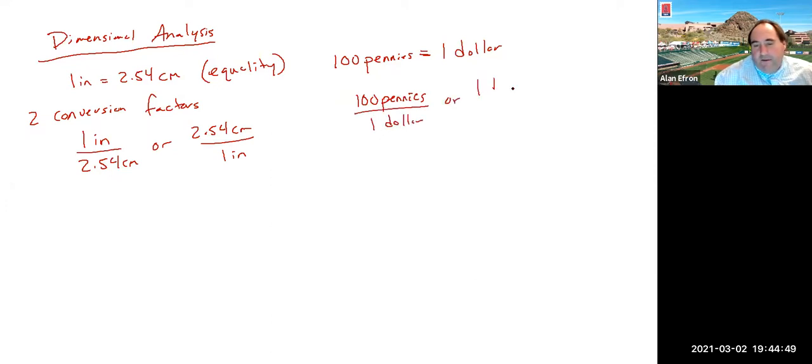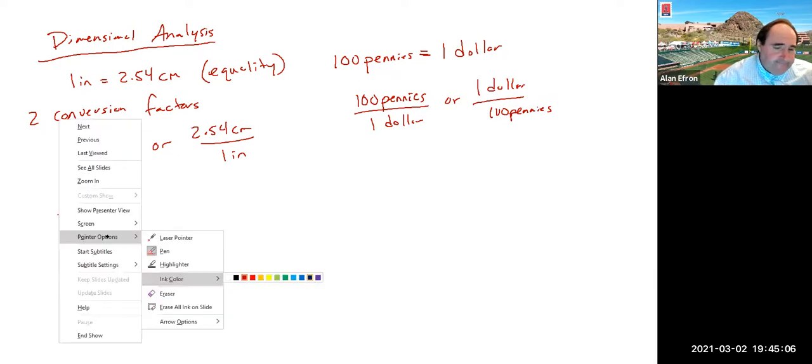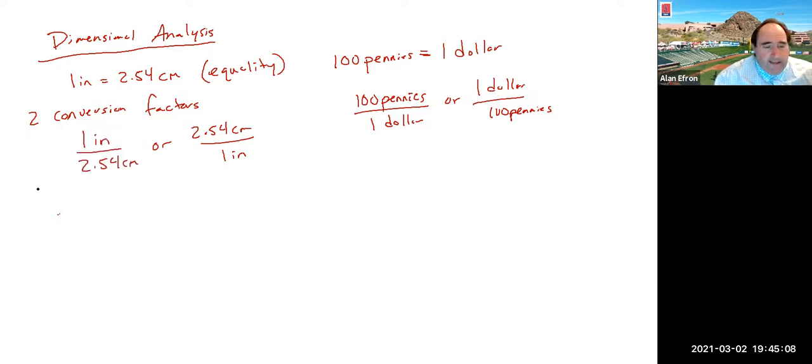Or $1 is 100 pennies. We typically would not use both conversion factors in a problem. We would just use one or the other for each of these. So let's just say, for example, we had 4.25 inches, and we want to know how many centimeters that is.